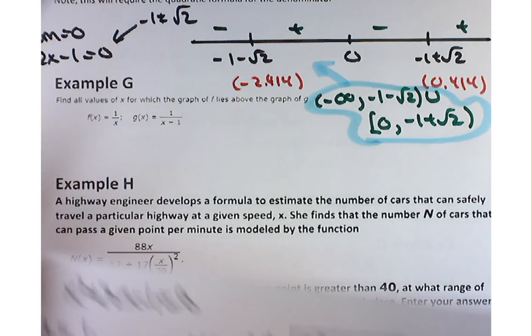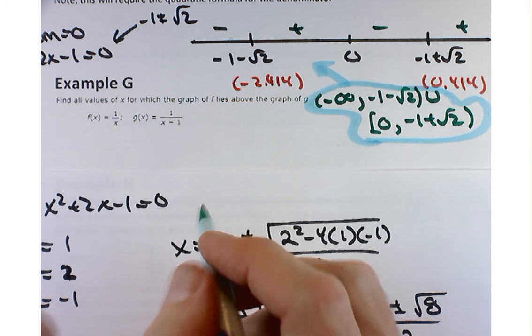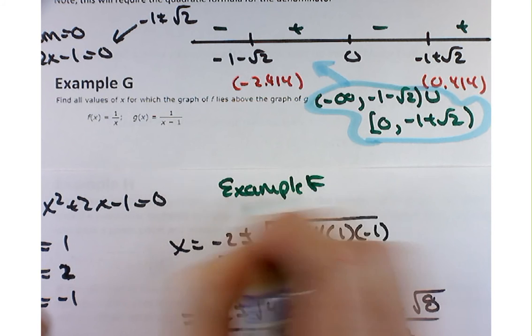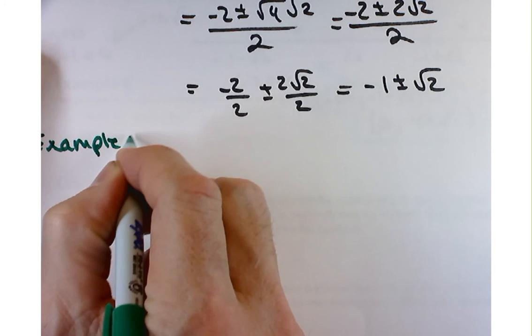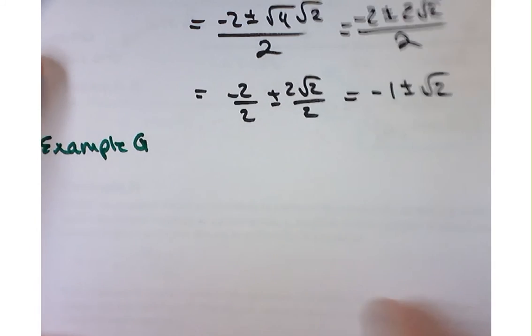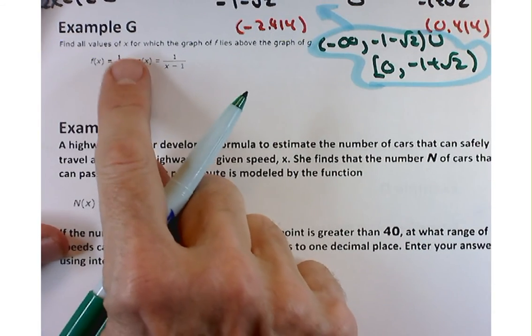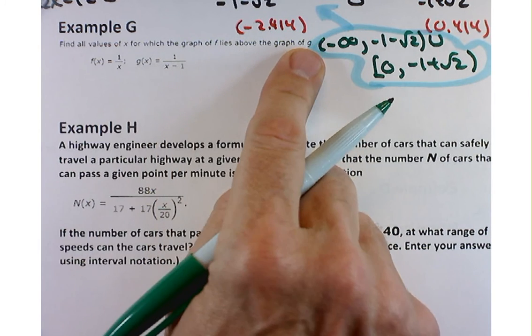Two more, starting with example G. Let's see, this was, for example, F. And for example, G. It says find all values of x for which the graph of f lies above the graph of G.